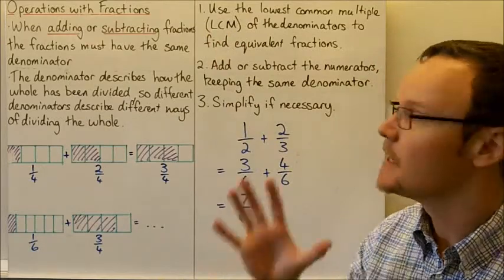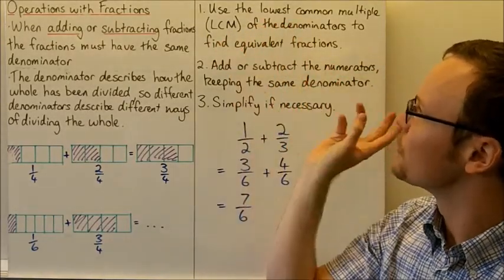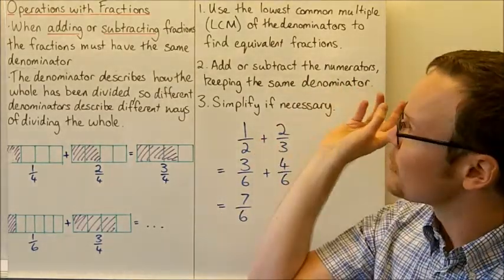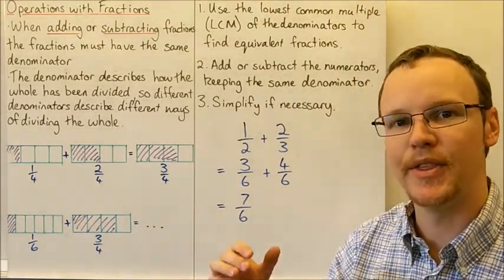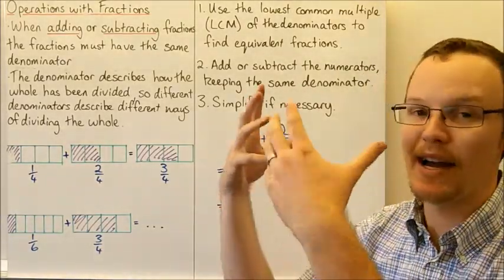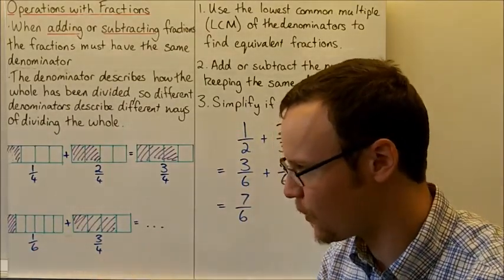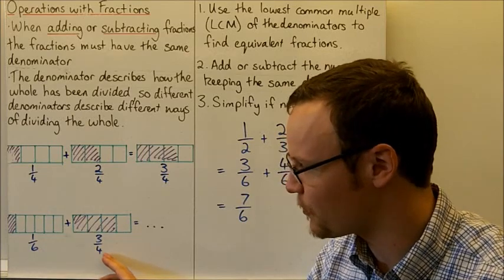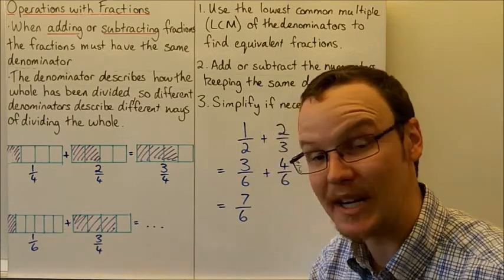So firstly, you need to use the lowest common multiple of the denominators to find equivalent fractions. So remember, the lowest common multiple is the smallest number that you can multiply up to for both numbers. So for both 6 and 4, we can multiply 6 by 2 to get 12, and we can multiply 4 by 3 to get 12. So the lowest common multiple of 6 and 4 is going to be 12.